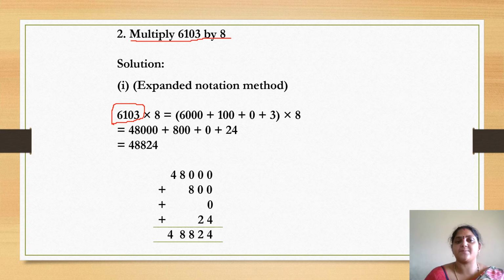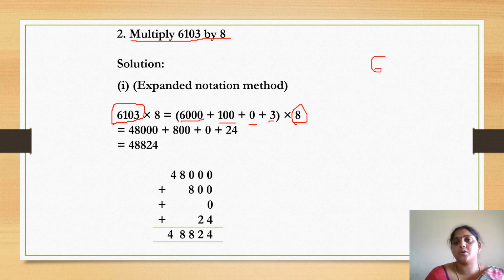When I am doing expansion of the number, how do I have to expand it? 6 is in the thousands place, that's why 6000. 1 is in the hundreds place, that's why it is 100. I don't have tens, so I have to write 0 in the tens place and my ones unit is 3. This is my expansion. Now what I have to do? I have to multiply each number with my multiplier. So what is my multiplier here? It is 8.